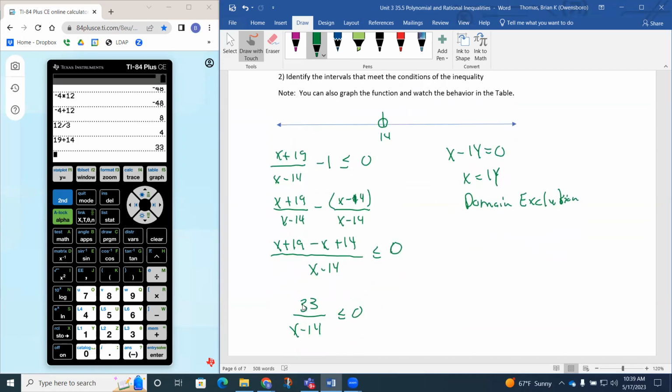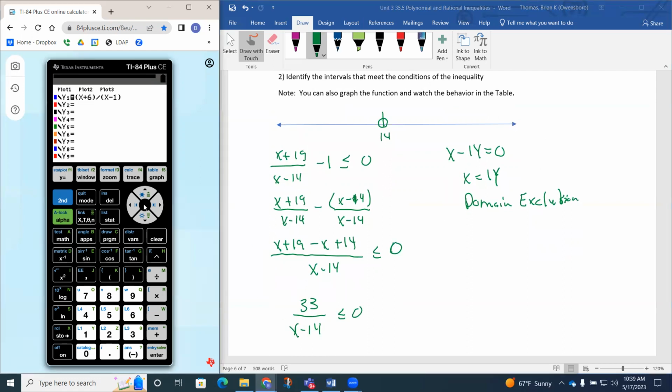So again, I'm going to put this function, 33 over x minus 14, into the calculator. So y equals, if we clear that, 33 divided by, in parentheses, x minus 14. The parentheses make sure that it includes the whole denominator. So if I go to the table, what we're looking for is that 14. Notice that 14 gives me that error.